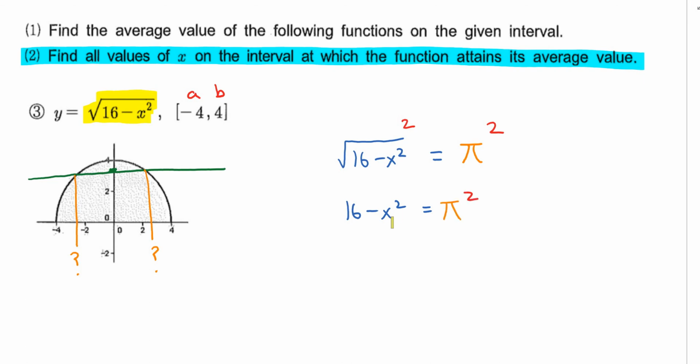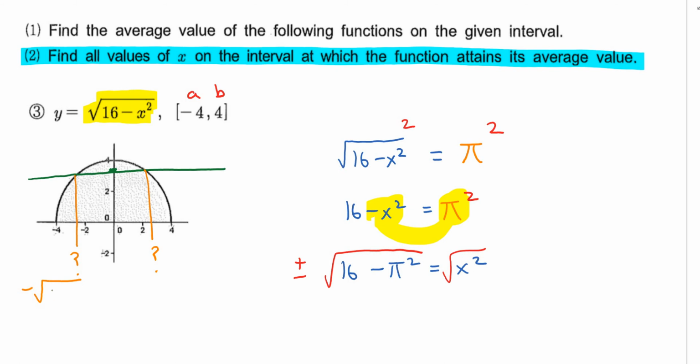And then what I can do now is take this negative x squared and this pi squared and interchange them. So I get 16 minus pi squared equals x squared. And then finally, I can take the square root of both sides. I need a plus and minus for this particular question because my domain goes from negative 4 to 4. So this one is going to be negative the square root of 16 minus pi squared, and this one over here will be the square root of 16 minus pi squared, positive.